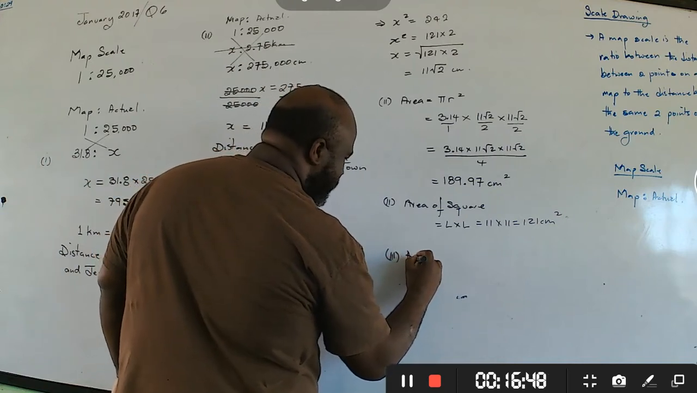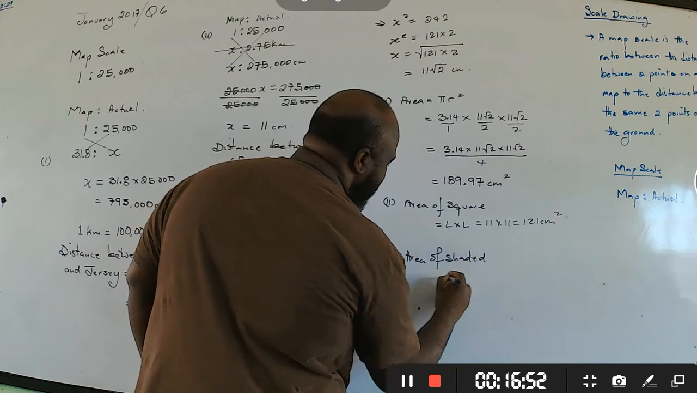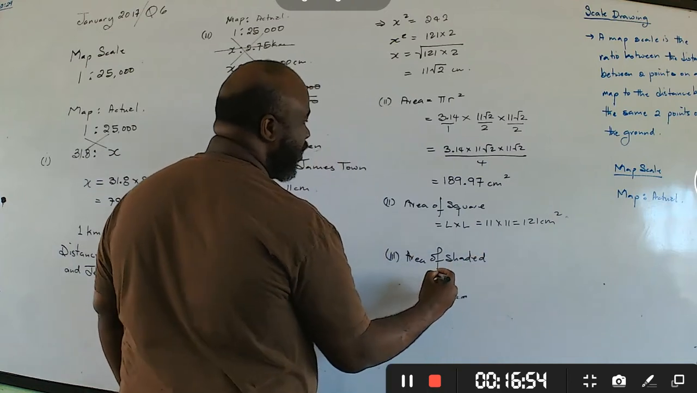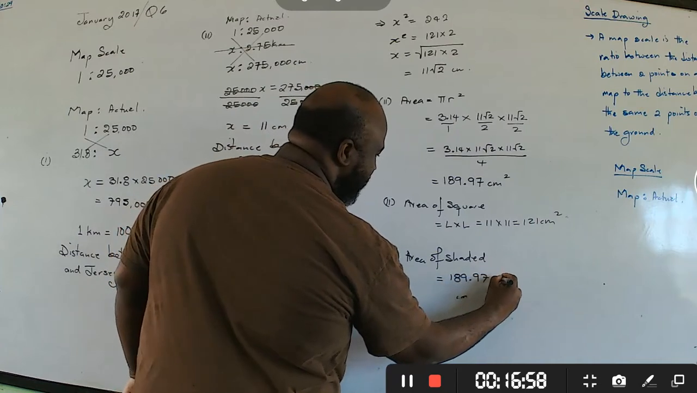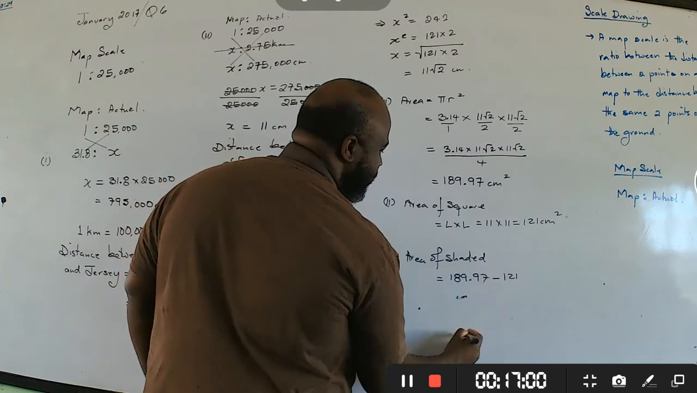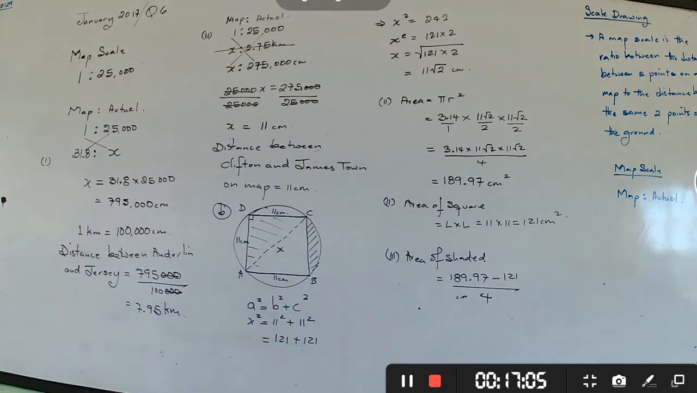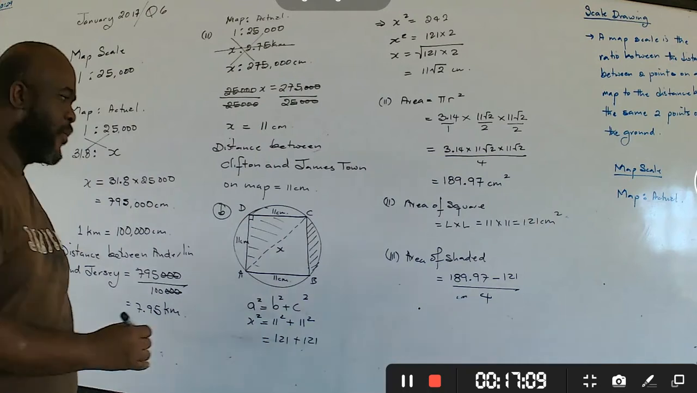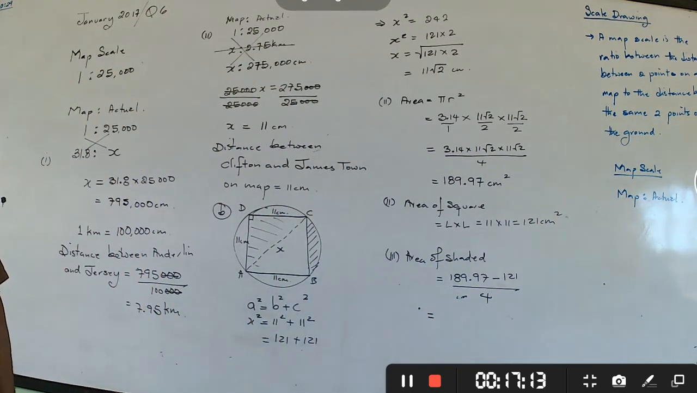Area of shaded is equal to the area of the circle, 189.97, minus the area of the square, divide by 4. Why do I divide it by 4? It's 4 pieces and we only want 1. Take away and then divide and tell me what you get.